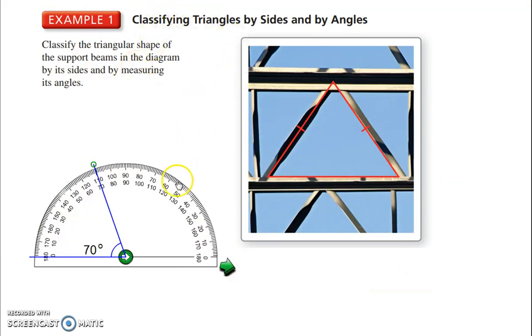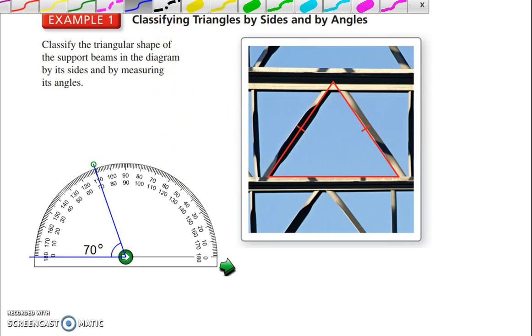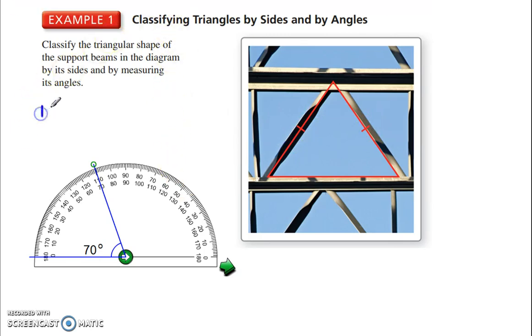Alright, classifying triangles by sides and angles. We want to classify the shape of the support beams in the diagram by sides and by measuring its angles. First off, we have an indicator here that these two sides are congruent. It has two congruent sides, so that is an isosceles triangle.